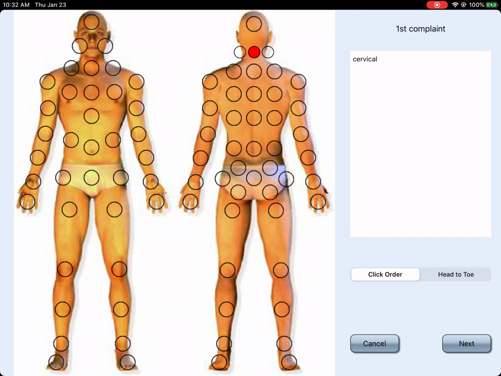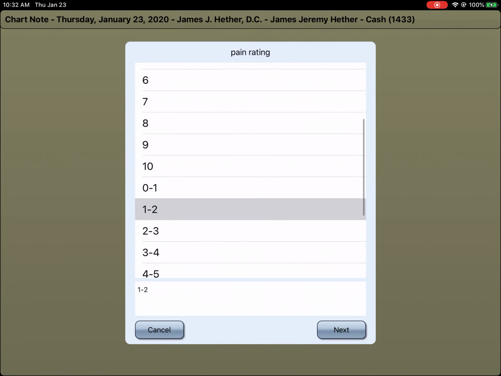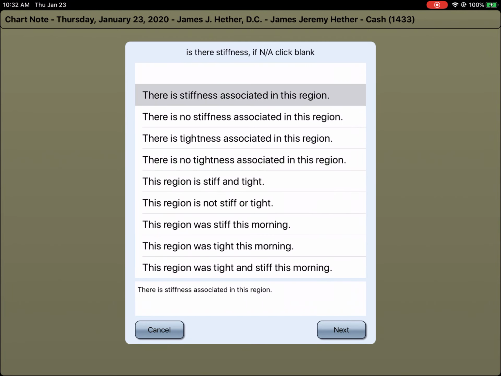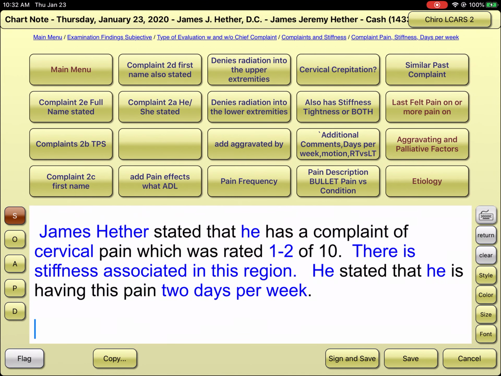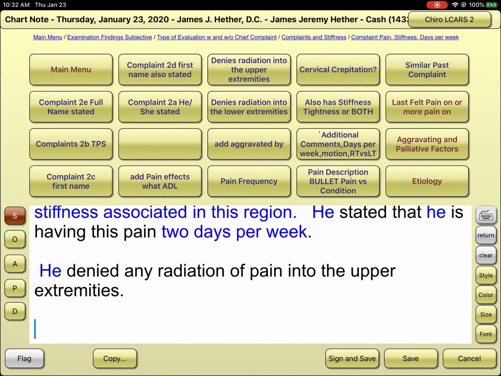Let's say I have neck pain, and today's neck pain is like a 1 or 2, and I'm having this stiffness in this area also, and I have this 2 days per week. With that, I can go on the third row, first one down, and it says denies any radiating into the upper extremities. So I get that out of the way.